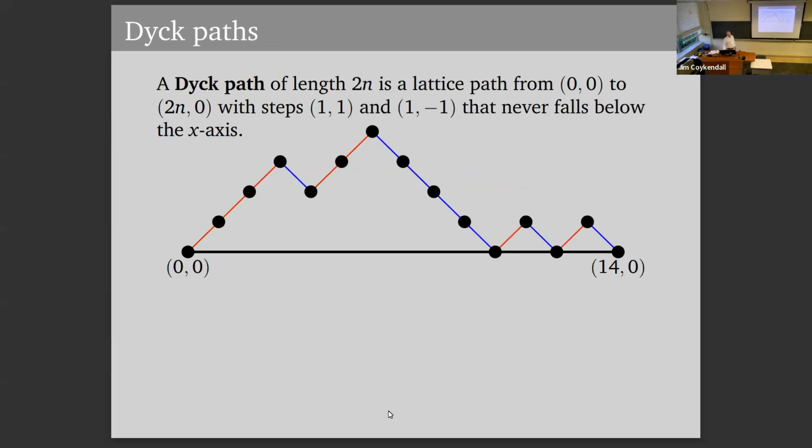And another one, for those that attended my seminar talk earlier, I talked about these. Dyck paths of length 2n are lattice paths that have up steps, so diagonally up or diagonally down, that never fall below the x-axis. So here n is 7, because this is length 2 times 7.